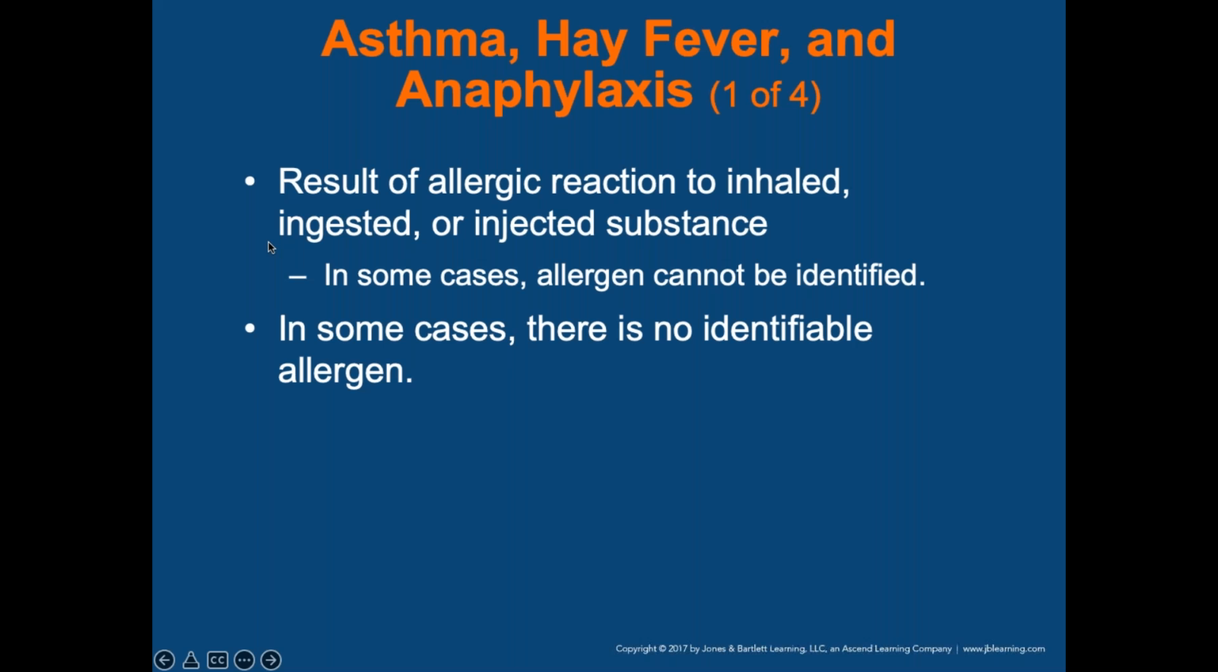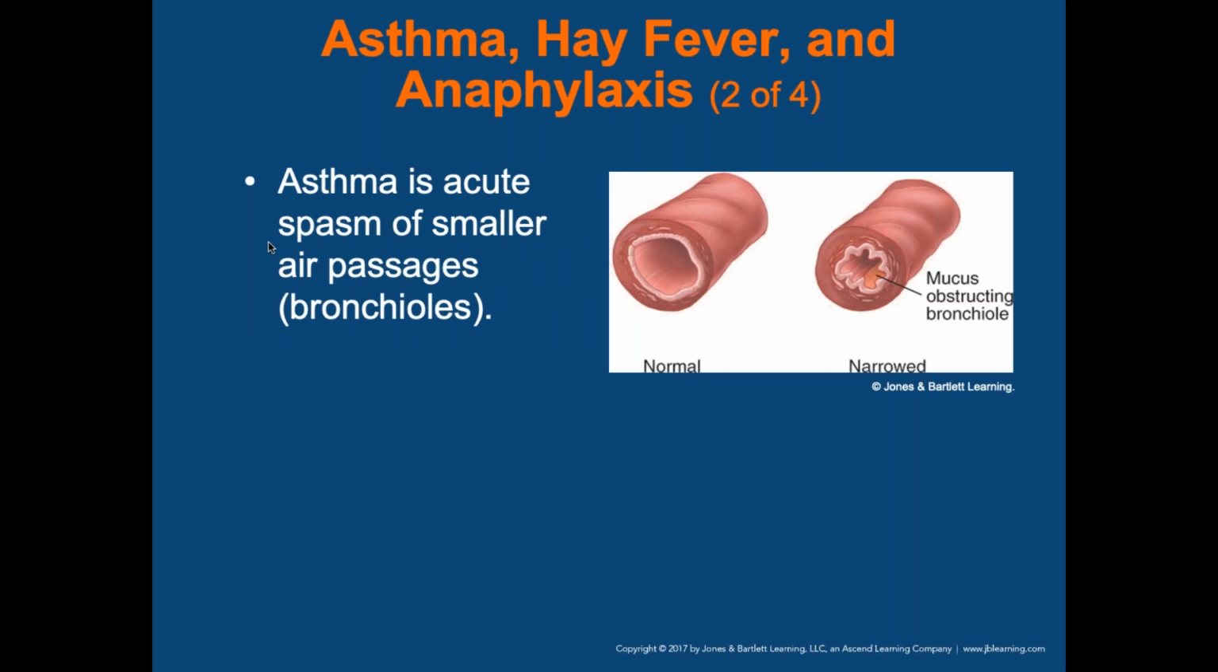So asthma, hay fever, and anaphylaxis. Asthma, hay fever, and anaphylaxis result from an allergic reaction to an inhaled, ingested, or injected substance. In some cases, there is no identifiable allergen that triggers the immune system. Asthma is acute spasm of the smaller airway passages, as you can see in the picture here, with mucus obstructing the bronchioles versus the normal airway.